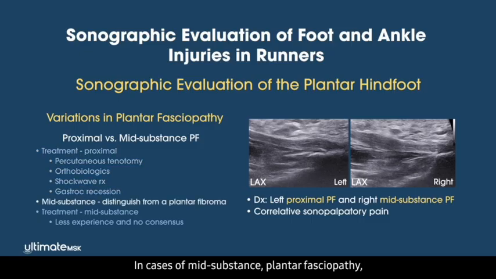In cases of mid-substance plantar fasciopathy, it's important to differentiate it from a plantar fibroma. Compared to proximal plantar fasciopathy, there is limited clinical experience with treating mid-substance involvement. I have used percutaneous tenotomies and orthobiologic injections with varying success.